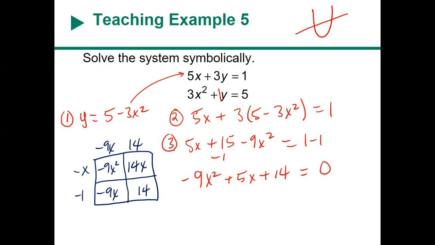All right, so now I have my factors. So we have -9x plus 14 equals 0, and we have -x minus 1 equals 0. Can I solve it now? Can you tell me what my x's are?